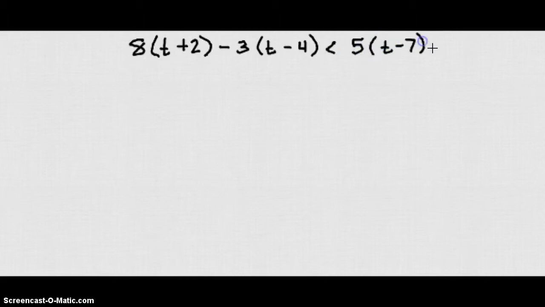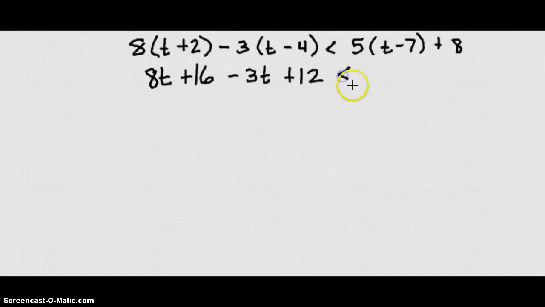Right, let's say we have the quantity 8 times the quantity t plus 2 minus 3 times the quantity t minus 4 is less than 5 times the quantity t minus 7 plus 8. Let's distribute. We get 8t plus 16 minus 3t plus 12 less than 5t minus 35 plus 8.